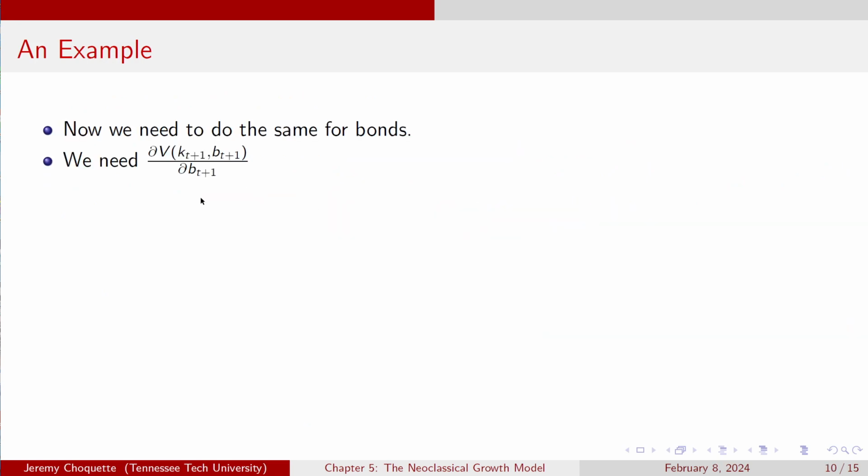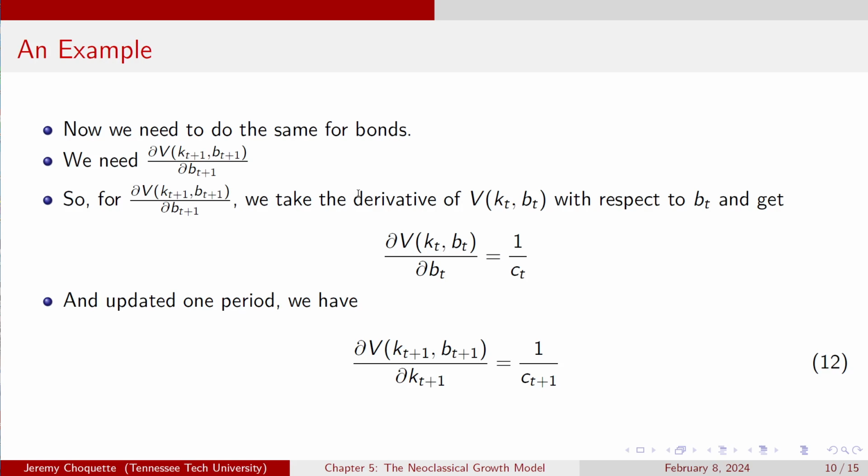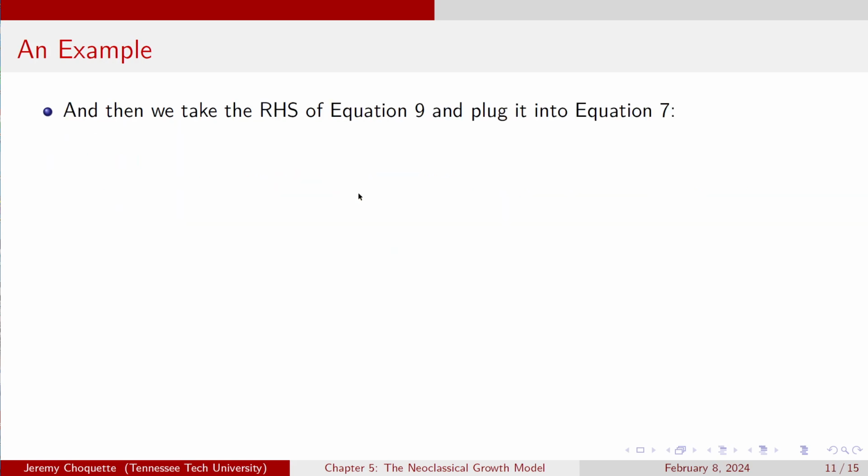is 1 over ct. It's just marginal utility of consumption. That's not too bad, right? Update at one period, 1 over ct plus 1. Cool. So I take the right-hand side of that and I plug it into equation 7, which is my first order condition for bonds. It gives me this right here.